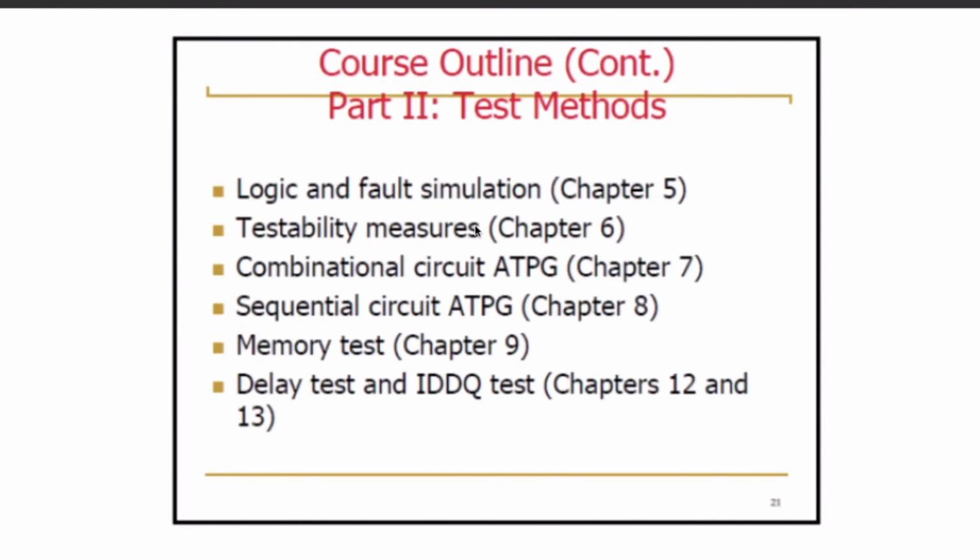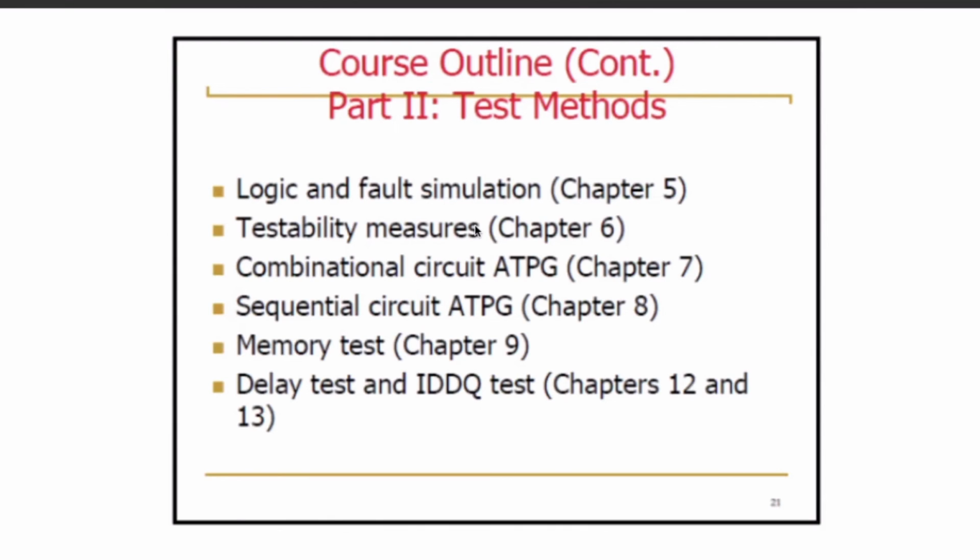Then in test methods, you will see what fault simulation is, what different types of logic and fault simulations we can do, and what algorithms we use in fault simulation. They are basically concurrent, parallel, and deductive fault simulation schemes, and they have different complexity and different functionality. Testability measures are also there, like you can define how much complexity this design will take. Basically, you can measure the complexity of testability by studying this chapter.